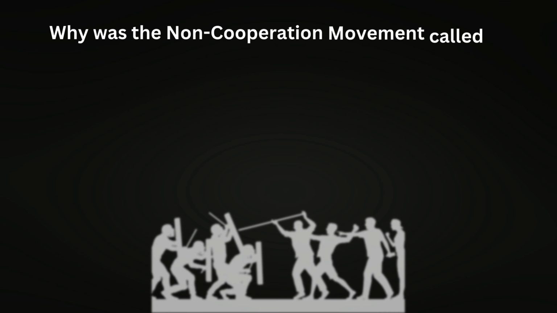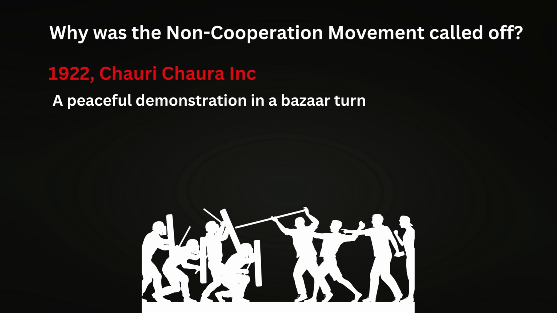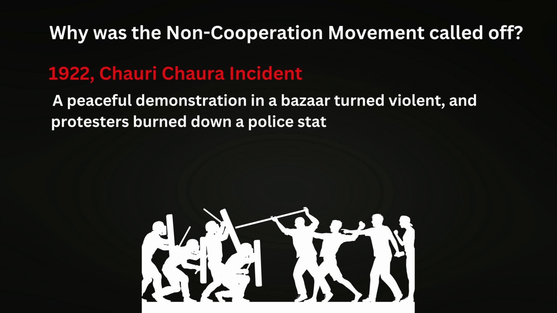Why was the non-cooperation movement called off? So in February 1922, Mahatma Gandhi decided to withdraw the non-cooperation movement. He felt that the movement was turning violent in many places. For instance, at Chauri Chaura in Gorakhpur, a peaceful demonstration in a bazaar turned violent, and protesters burned down a police station, killing policemen.